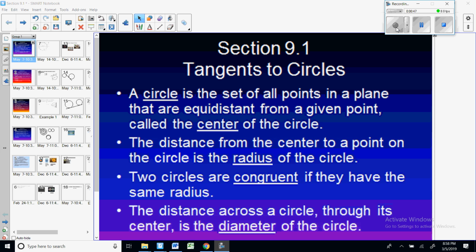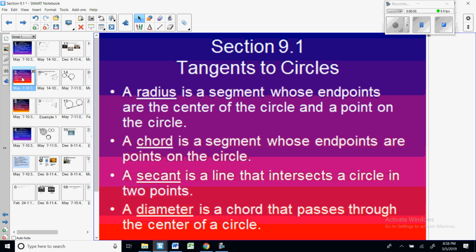The distance across the circle through its center is called the diameter of the circle. Meanwhile, those also apply to parts of a circle as well, because the radius is a segment whose endpoints are the center of the circle and a point on the circle. Chords are segments whose endpoints are points on the circle. So they go across the circle, but they have their beginning and ending points both lying on the circle. A secant is a line that intersects a circle at 2 points. And when we get to the circle picture, you're going to see the difference between a secant and a chord. Secants are lines, whereas chords are segments. And finally, within this slide, a diameter is a chord that passes through the center of the circle.